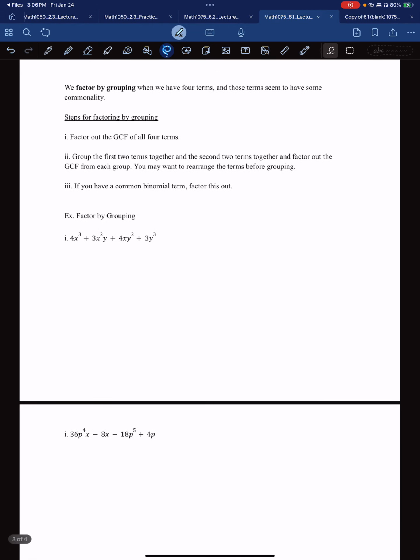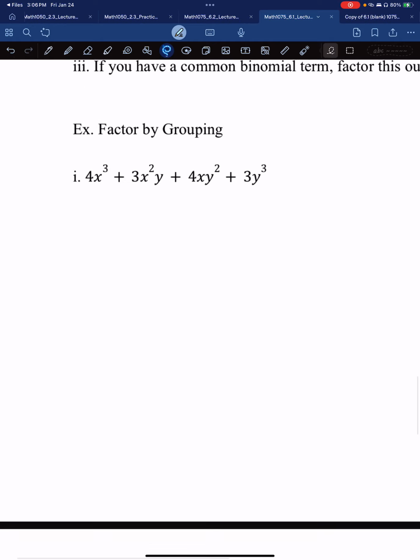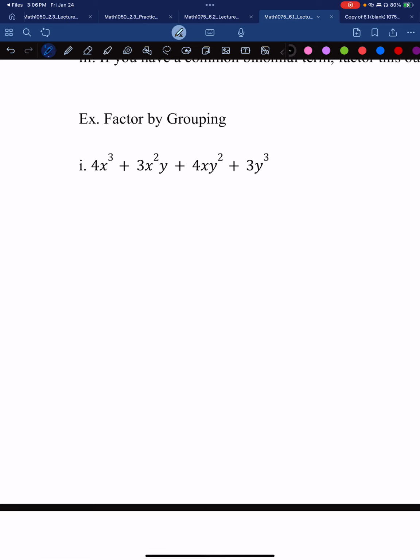So factoring by grouping is something that we're going to be doing a lot of. We do it when we have 4 terms and those terms seem to have something in common. So we're going to start by looking at our polynomial. I always just look at the first two terms, and then I look at the two second terms. I guess it would be the third and the fourth term.